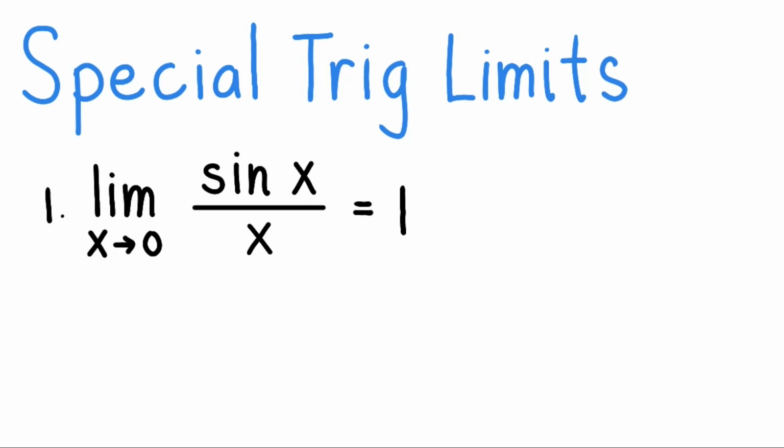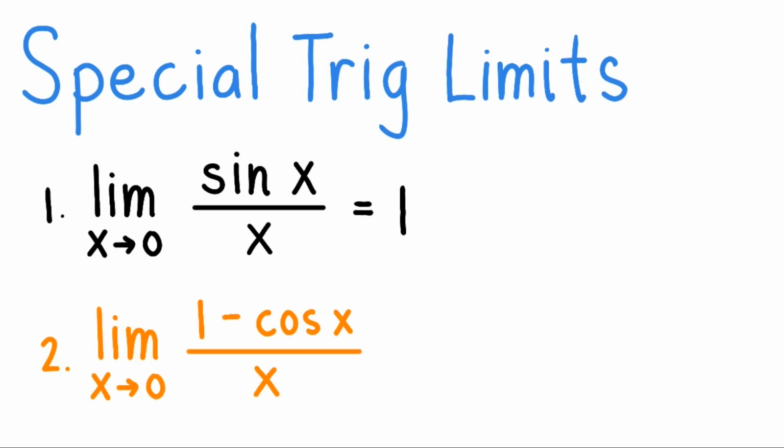Now for this video, we'll be trying out examples using the second special trig limit, the limit of 1 minus cosine x all over x as x approaches 0 is equal to 0. So this is what we'll be working on in this video.